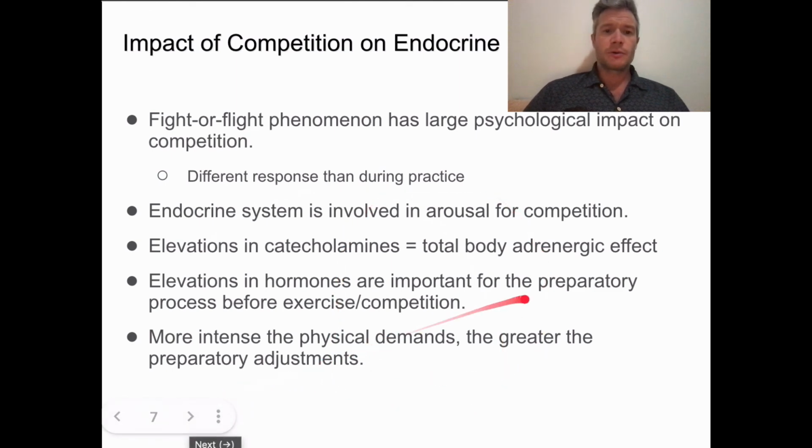Okay, so next up we'll dive into a bit more of the anatomy and physiology of our endocrine system.